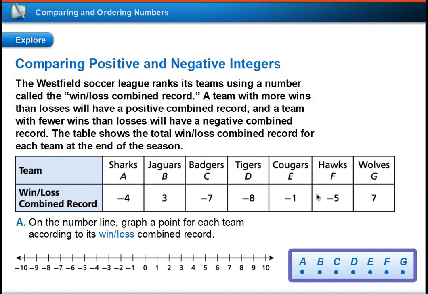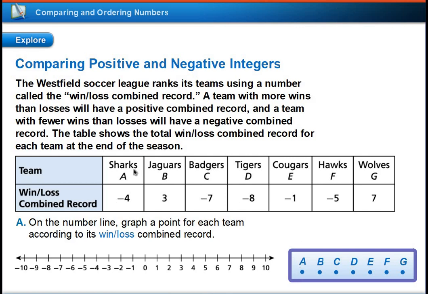So on this table, we have the team's record, and it's their combined win-loss record. So if they have a -4, that tells us that they lost 4 more games than they won. Here they have a +3, so they won 3 more games than they lost, and so on and so forth.